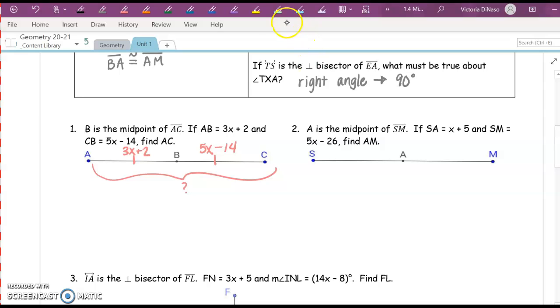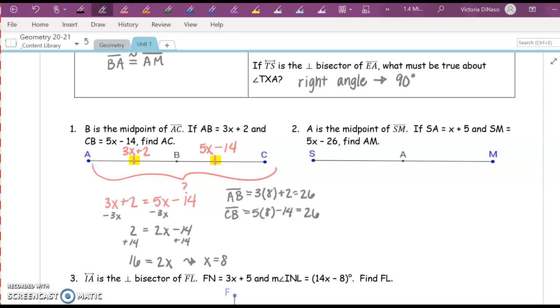Well, since we know that AB is congruent to BC, because B was the midpoint of AC, I could set 3x plus 2 equal to 5x minus 14. We're going to go ahead and solve for x, plug it in, and figure out what the full segment is. So go ahead and solve for x first, plug it in, and find the final answer.